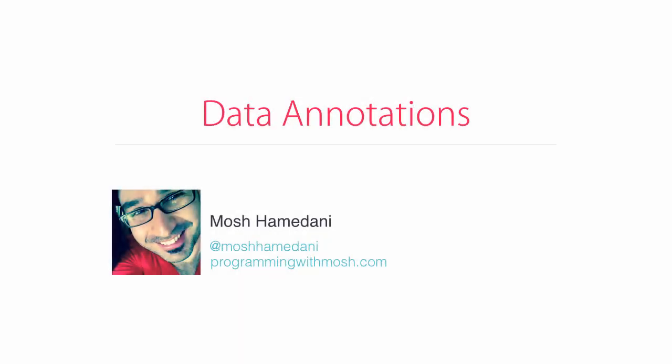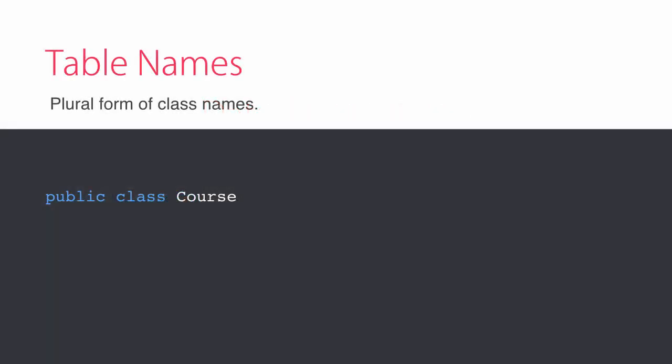In this lecture, I'm going to explain the default conventions built into Entity Framework and show you how to override them using data annotations. So let's start with table names. The default convention assumes the name of your tables is the plural form of your class names. So if you have a class called Course, the table name should be Courses.